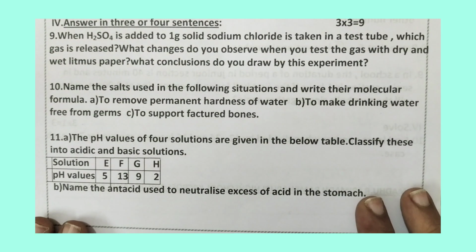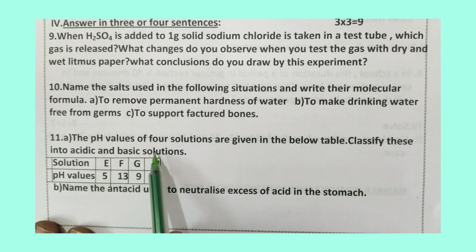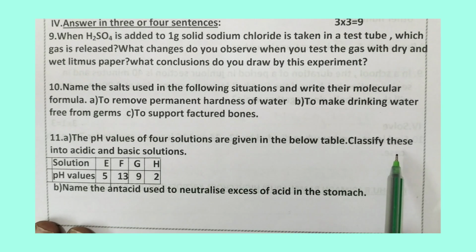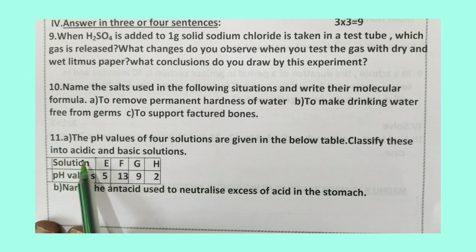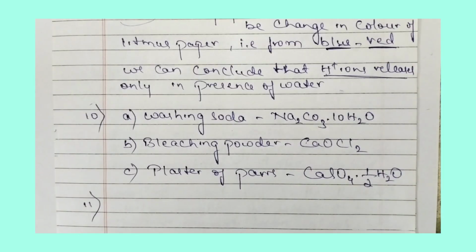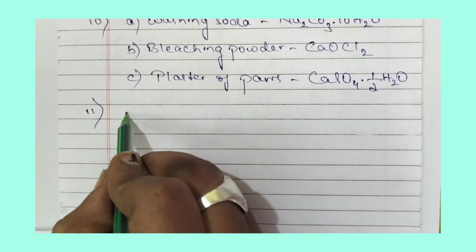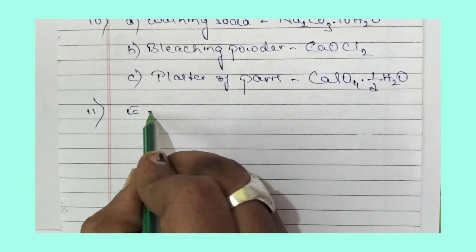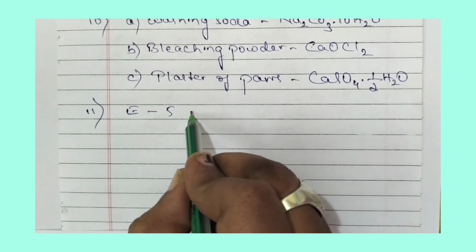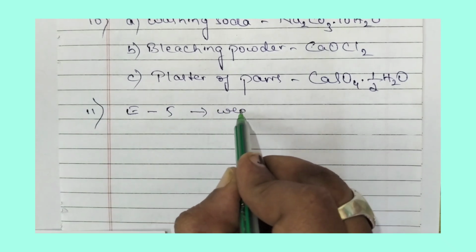Now let us move to the 11th question. The pH values of 4 solutions are given in the below table. Classify them into acidic and basic solutions. So this is the first question. Solution E pH is 5, solution F pH is 13, solution G pH is 9, solution H the pH is 2. So now let us write here, solution E pH is 5. So 5 means it is weakly acidic.